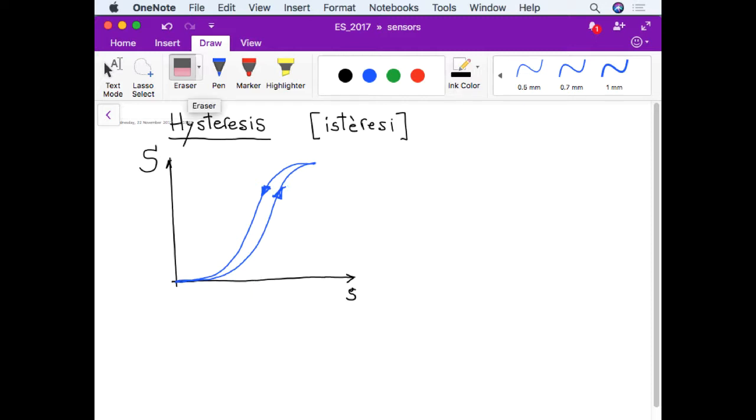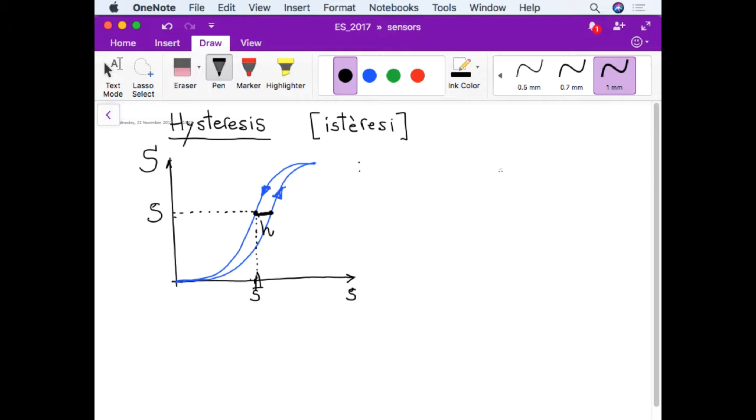This is, of course, something that leads to an error, because if you have a stimulus S bar, for example, then you measure the signal here, and you do not know whether the stimulus is this one or the other corresponding to the other direction. This is, in principle, close to the accuracy. It limits the accuracy of the system, and you actually want the hysteresis of a sensor as small as possible. By hysteresis, in practice, we define the maximum variation between the two curves.